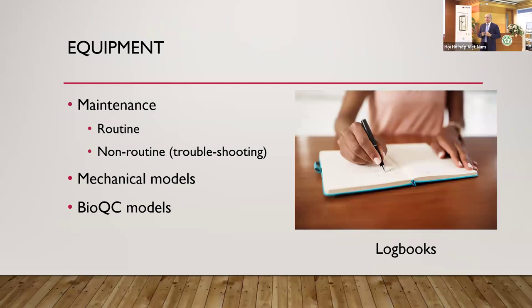But in a quality system process, we have three components related to equipment. We have maintenance of that equipment, right? And we have non-routine maintenance of that equipment when it's not functioning correctly. And we do this by both mechanical models and subject models, and we call those subject models biological controls.